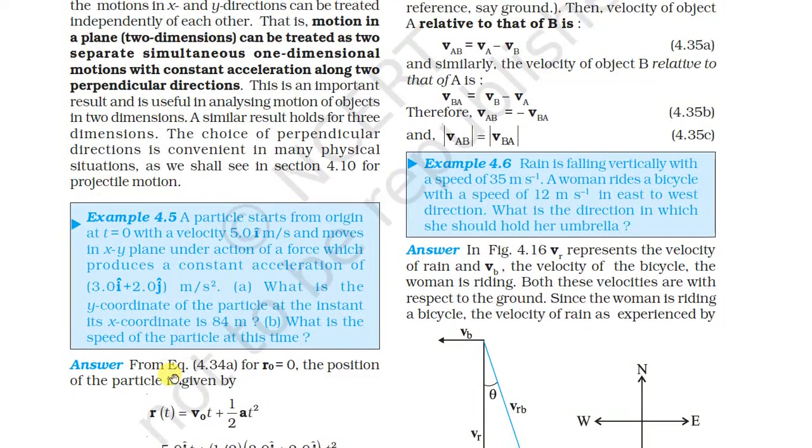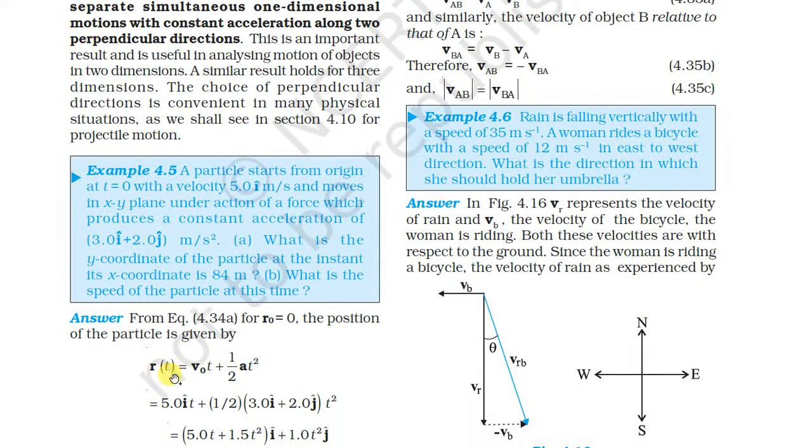Now see here, a particle starts from the origin at t equals 0 with a velocity of 5.0 i cap meters per second and moves in the xy plane under the action of a force which produces a constant acceleration of (3.0 i cap plus 2.0 j cap). Here i cap represents the x direction, and the acceleration has components in two dimensions. What is the y coordinate of the particle at the instant the x coordinate is 84 meters? What is the speed of the particle at this time?